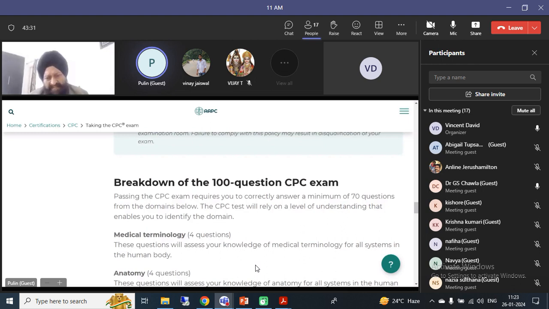Yeah, correct. We have to consider 65, because suppose I'm multiplying by 87. So around 65, approximately rupees 65,000. So this AAPC certification exam fee is common for everyone.